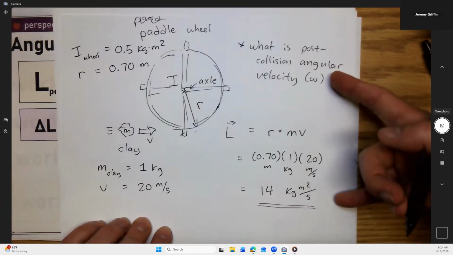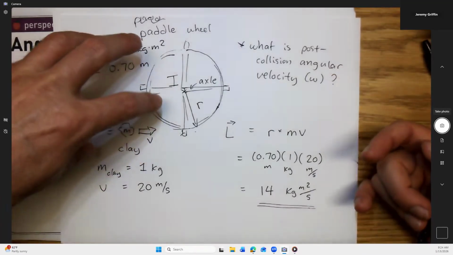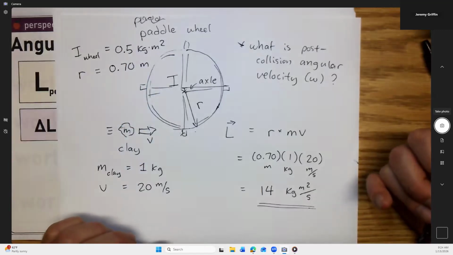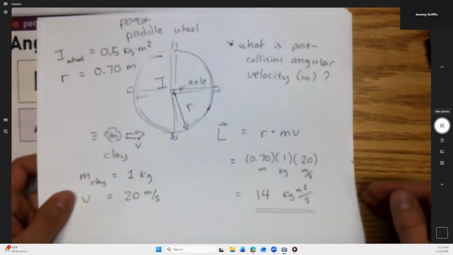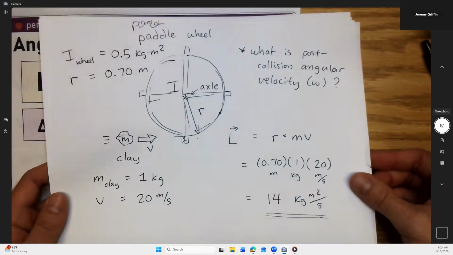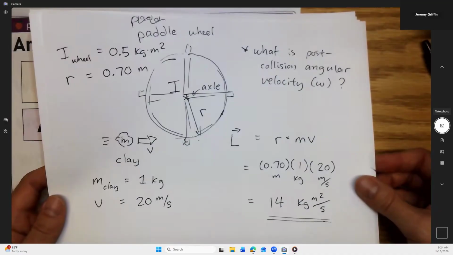But that wasn't exactly the question, guys. The question is how fast is the paddle wheel spinning as a result. You guys see that? So this is part one. But we got more work to do. What do you guys think is a good next step of the puzzle?